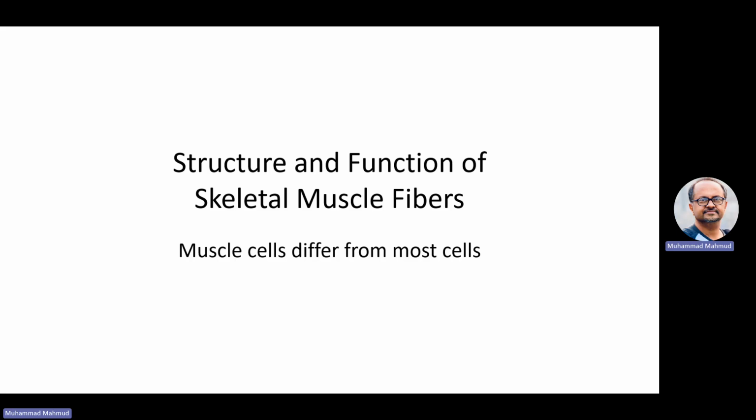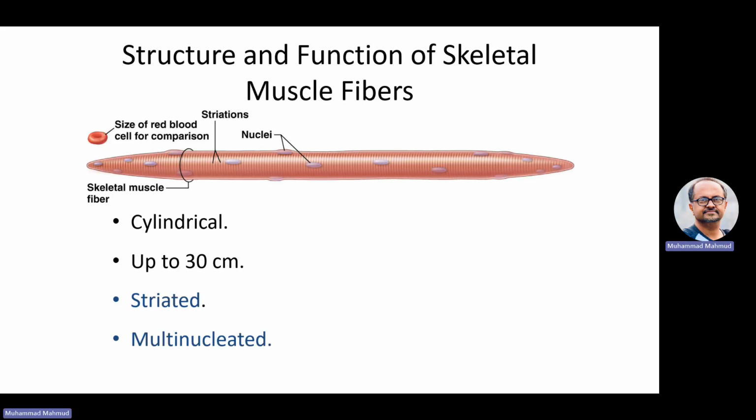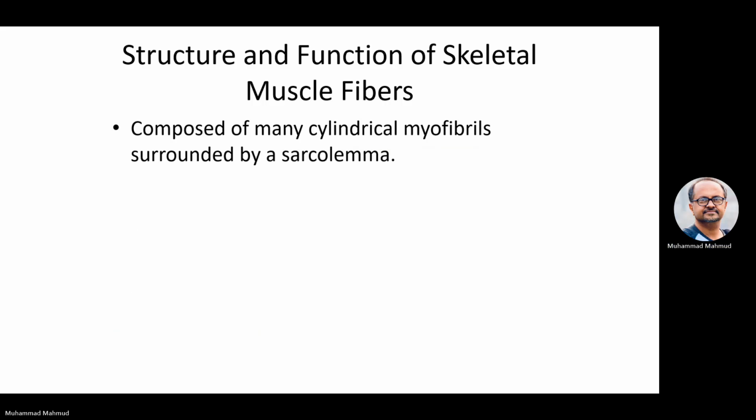Muscle cells differ from most cells. Let's take a look at this one skeletal muscle cell. If we compare it with the size of a red blood cell, it's much, much bigger, can be up to 30 centimeters. It's cylindrical, striated. You see those lines? And I will explain soon why those lines are there in skeletal muscle and cardiac muscle. Also, it is multinucleated. In one muscle cell, we get more than one nucleus.